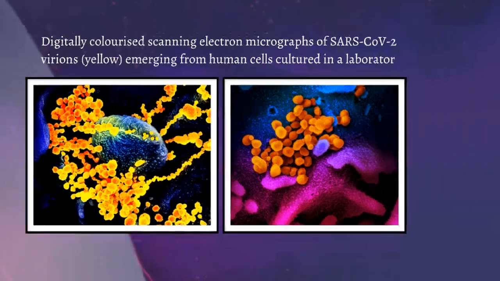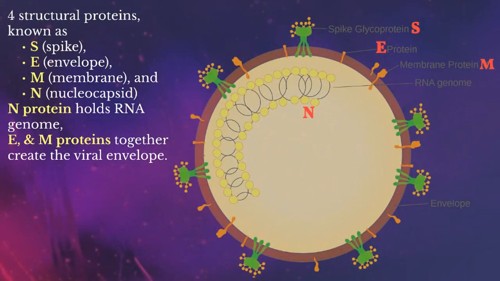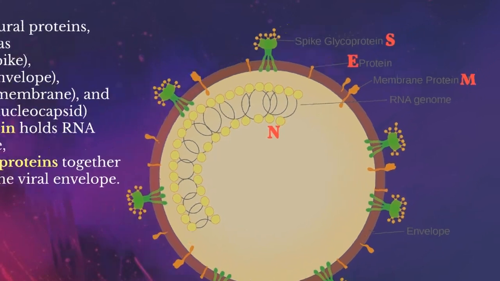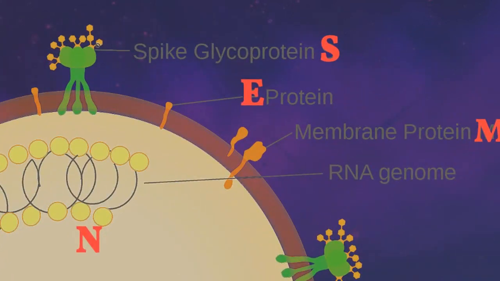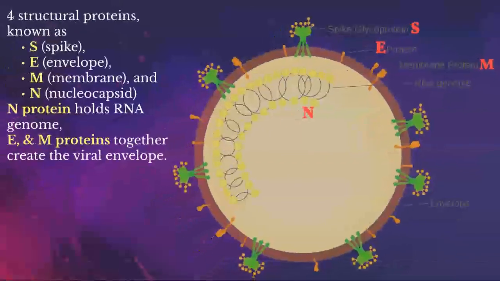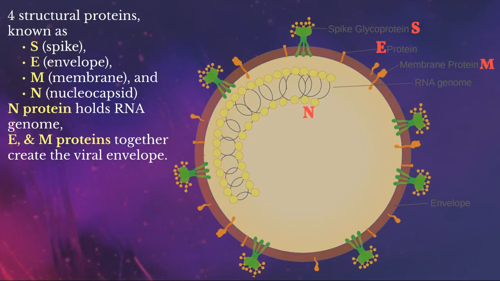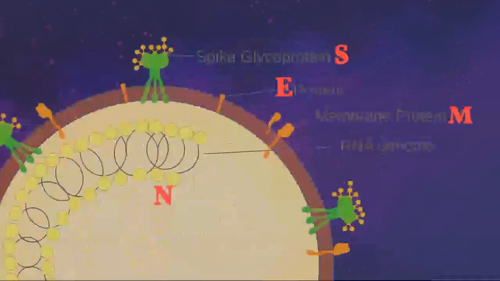Next, we are speaking about the virus structure to understand how this virus can go inside the body. The virus has four main structural proteins: S, which is the spike protein; E, which is the envelope; M, which is the membrane; and N, which holds the RNA genome. E and M proteins together create the viral envelope.